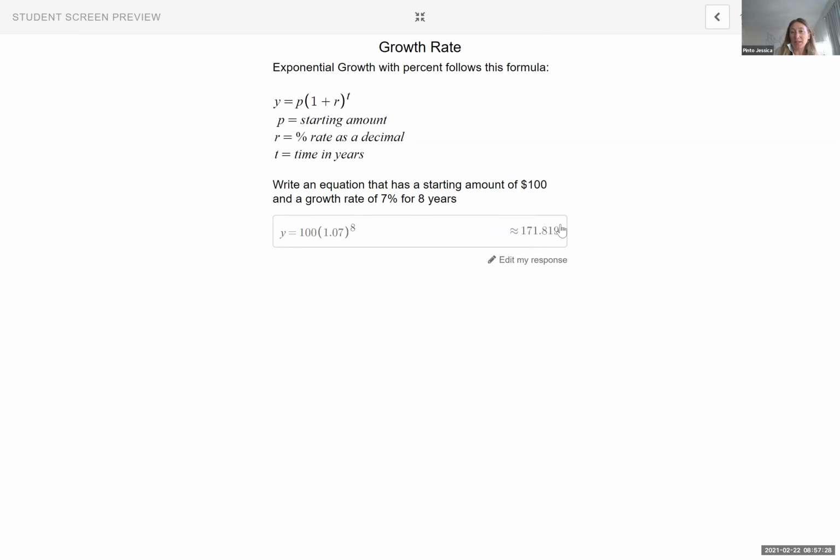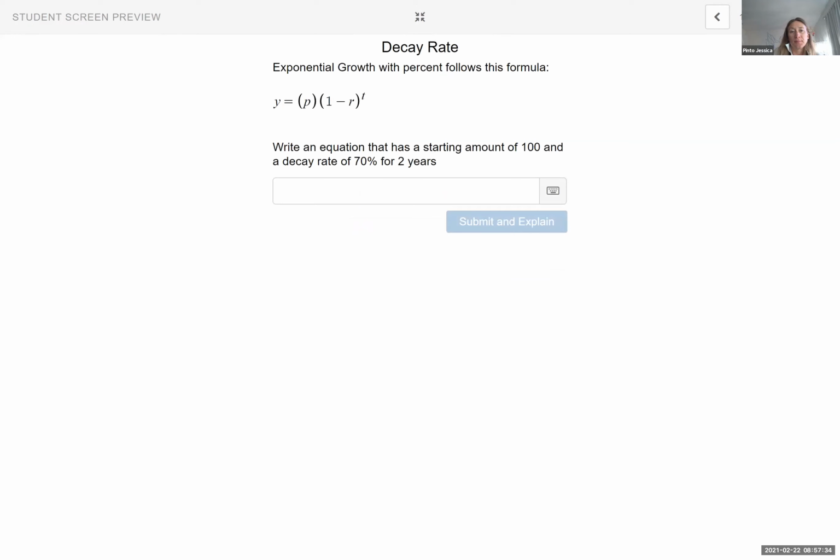I love these because these are very advanced and we actually use these formulas in real life a lot. So here I've got a decay. So if I'm doing this equation, I start with copying.